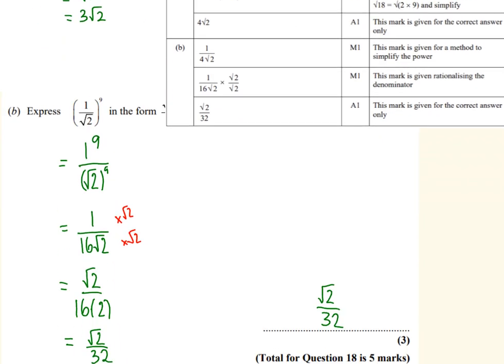And in part B, we can see again where those marks come from. Look, so we've got the first mark given for a method to simplify the power. So that is to get us to this point here.